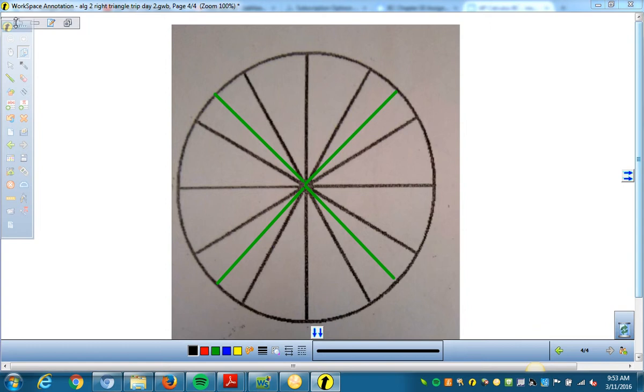So, the first is 30, 60, 90. It's going to look like that. The next one will be 60 here, 30 here, and 90 there. And the third one is that 45, 45, 90.